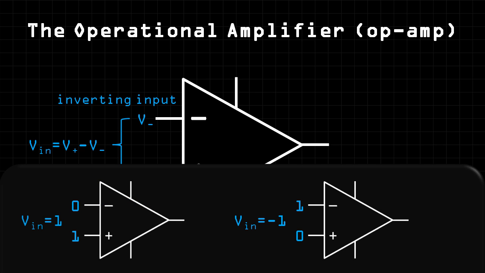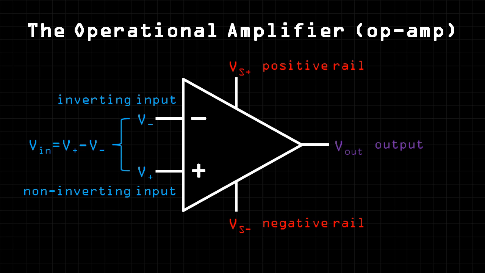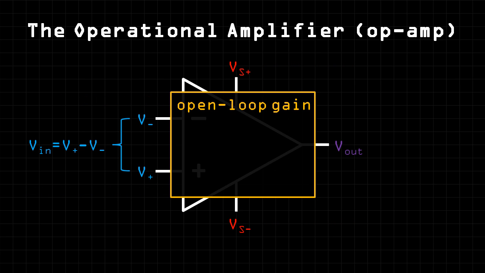Notice that the input voltage will be positive when the voltage on the non-inverting input is greater, and negative when the voltage on the inverting input is greater. The signal is next amplified using the op-amp's power supply, consisting of a positive and negative voltage rail. To determine the output voltage of an op-amp, we need to know the amount by which the op-amp amplifies the signal. This is known as the open loop gain.